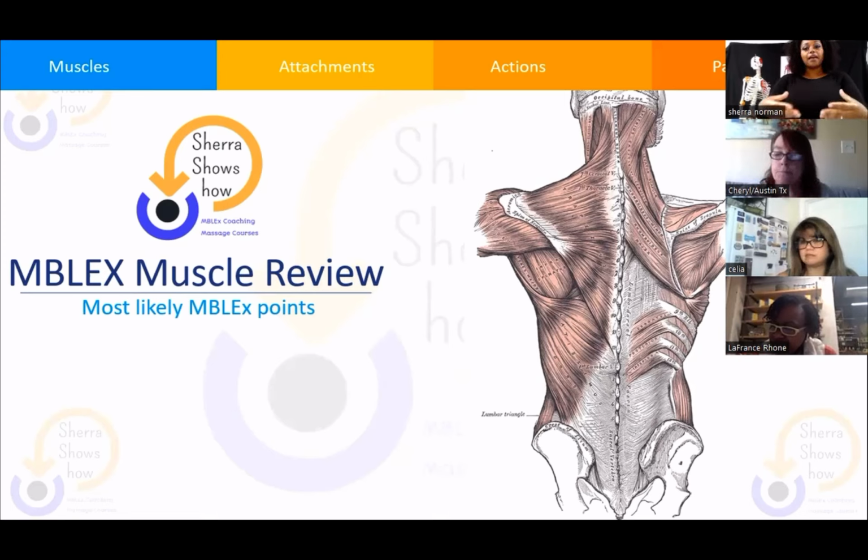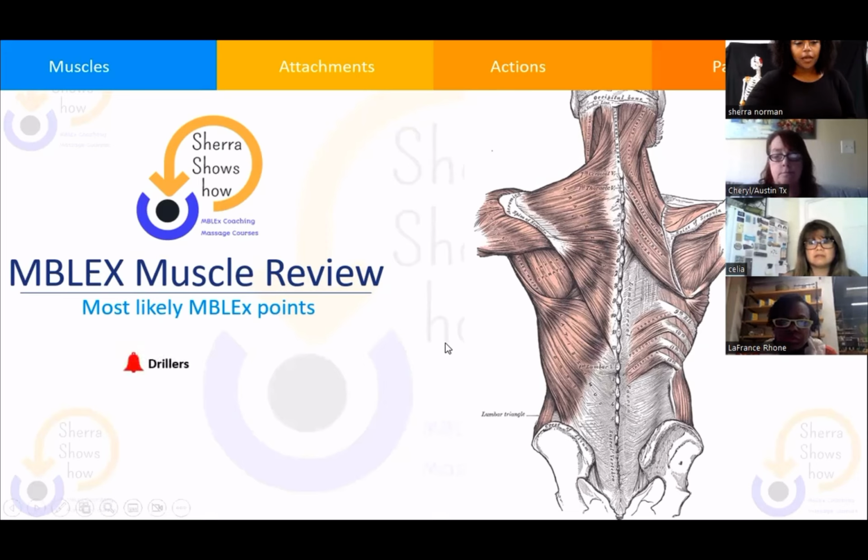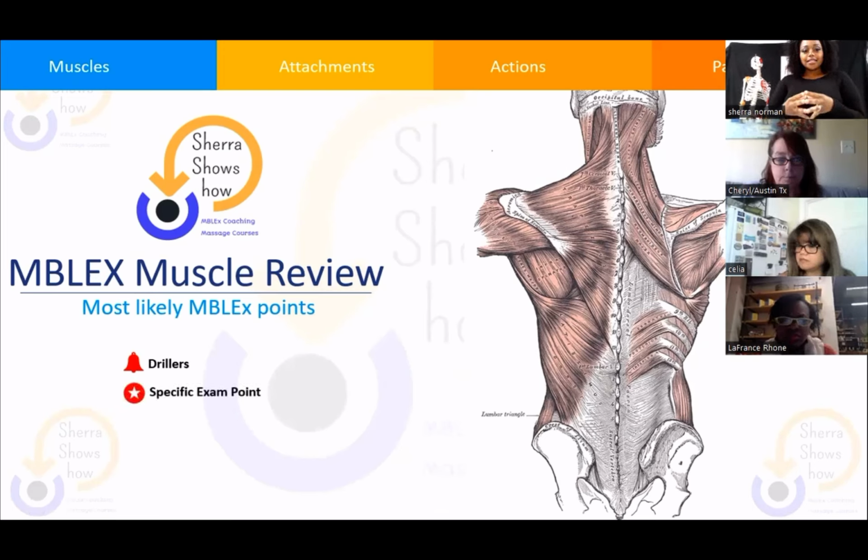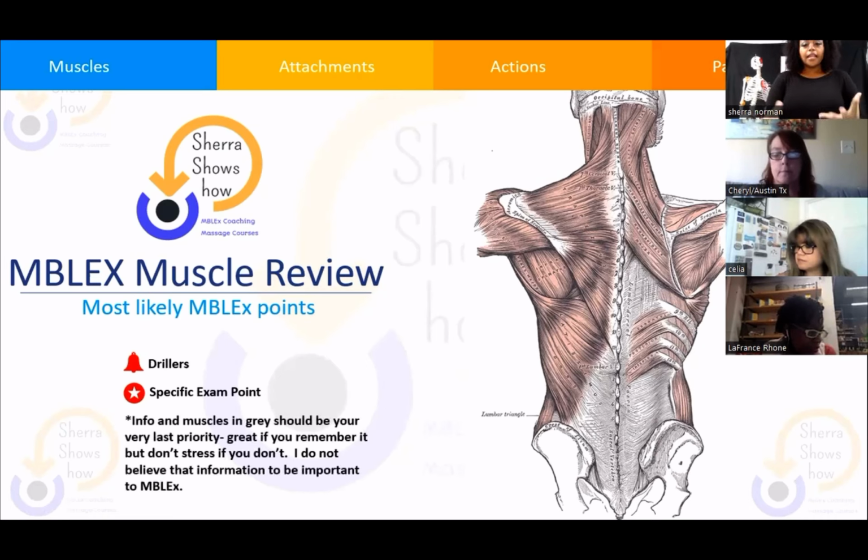So as you go through this, part of the reason I'm doing this is so that you'll understand my shorthand when you have the slides for yourself. But note some of these. If you see this little bell symbol, that means it's one of my drillers, which I'm going to explain on the next couple of pages. And if you see this, it is a specific exam point. Take my word for it. It comes from MBLEX. It's a specific point that I know they know is a fact. And then anything that's grayed out is information that I do not think is a priority. I don't believe it's going to come up, but it's on here just for completeness.